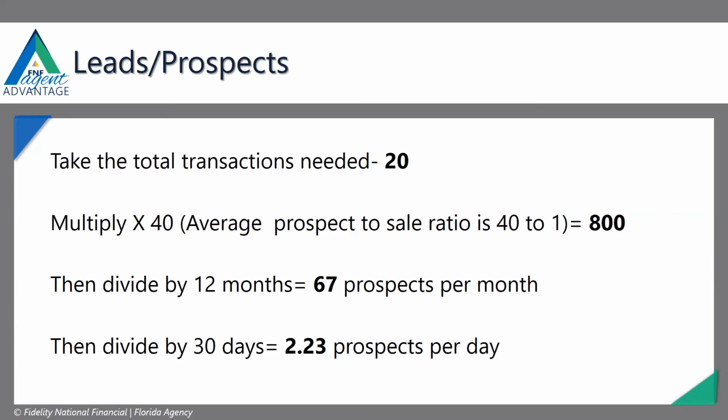So you're going to multiply the total transactions times 40. The average prospect to sale ratio is 40 to 1, which comes from NAR as well. So you've got 20 times 40 equals 800. Divide 800 by 12 months. You've got 67 prospects per month that you need to reach. Divide that by 30 days. So 2.23 prospects per day.